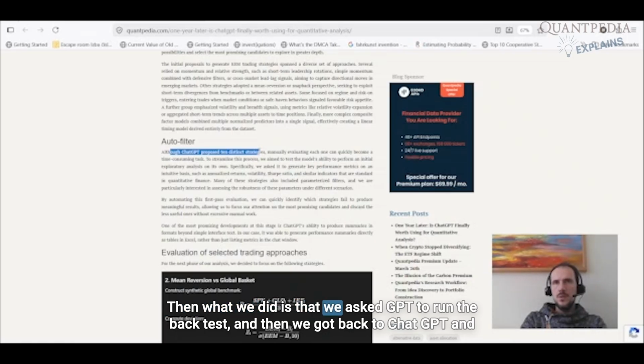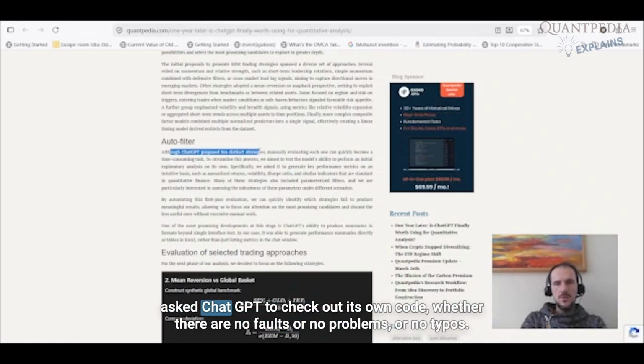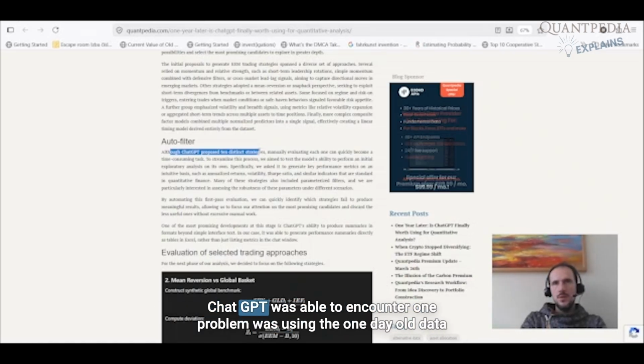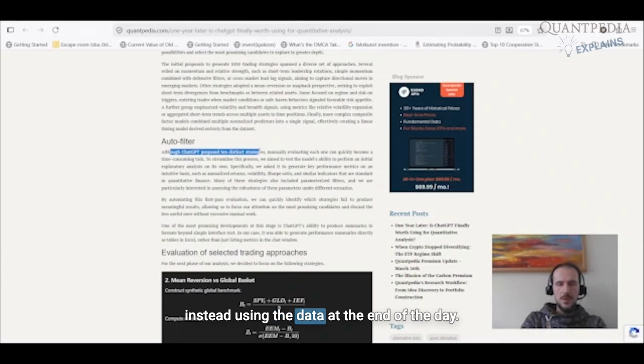Then what we did is that we asked ChatGPT to run the backtest, and then we got back to ChatGPT and asked it to check its own code, whether there are any faults or problems or typos. And ChatGPT was able to find one problem: it was using the 1-day-old data instead of using the data at the end of the day.